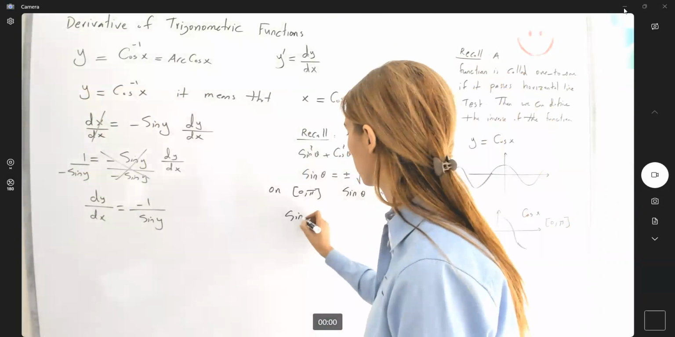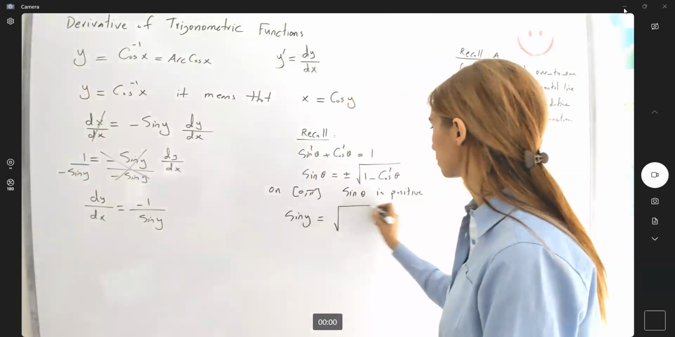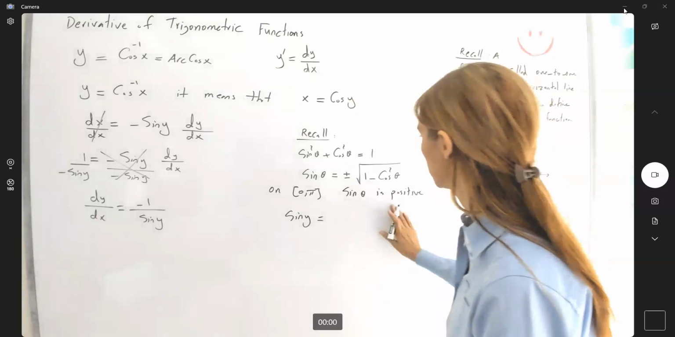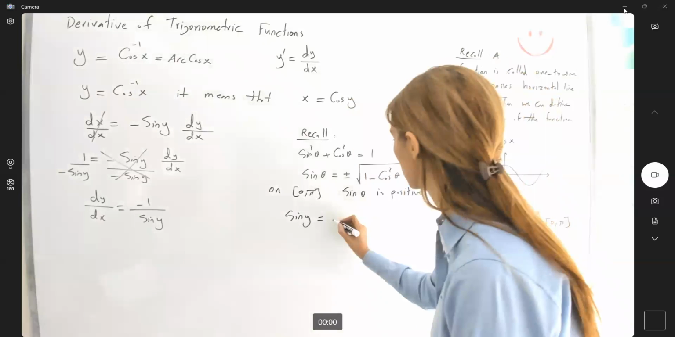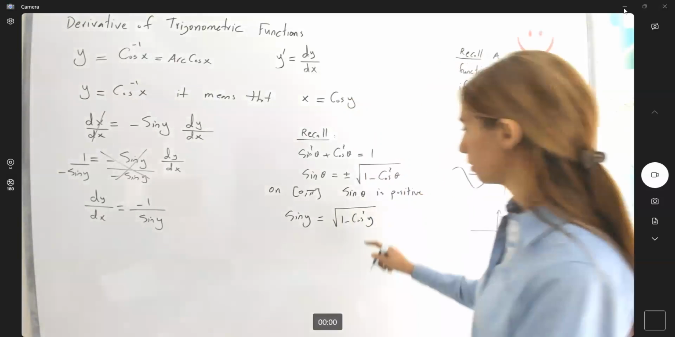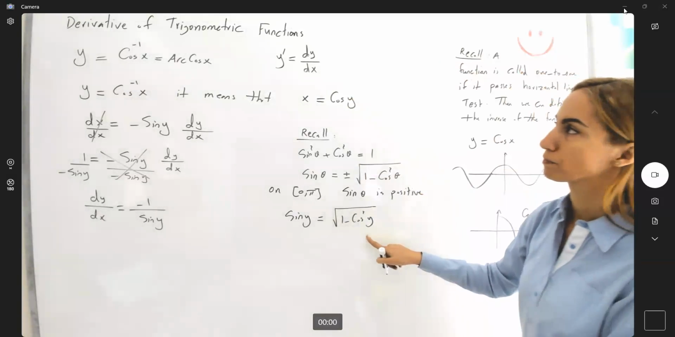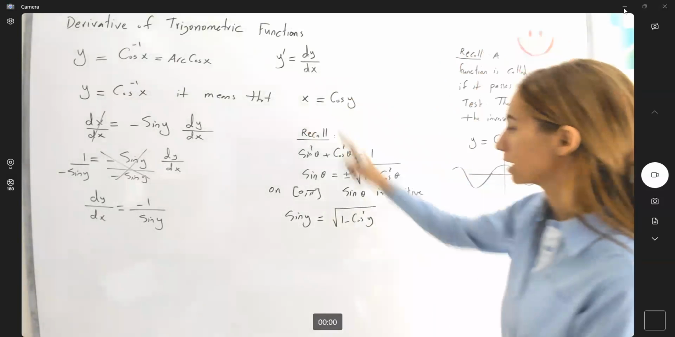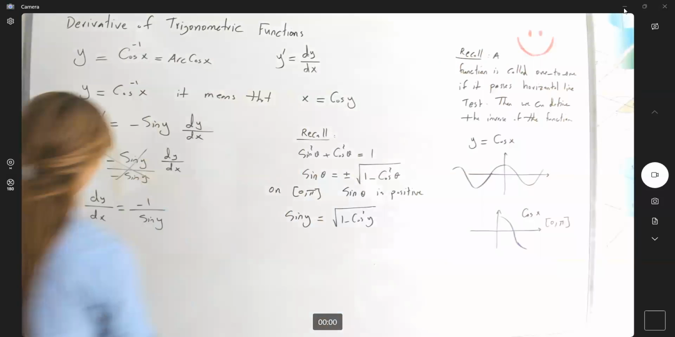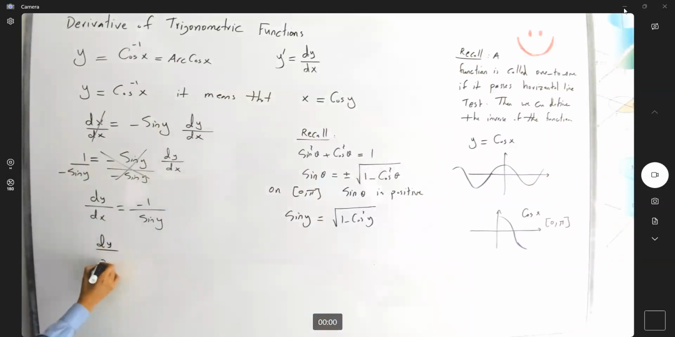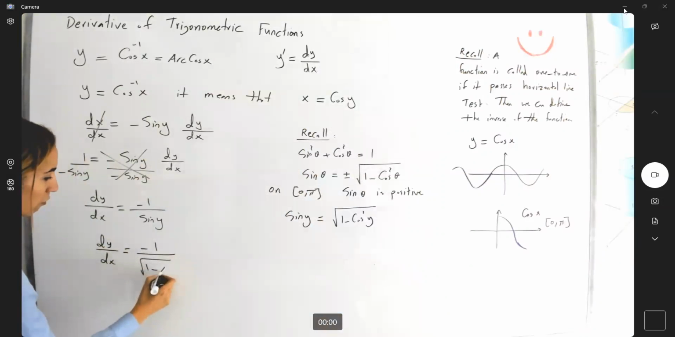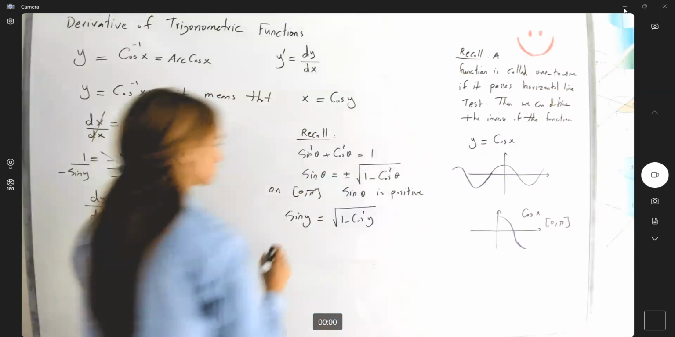So sine of y becomes the square root of 1 minus cosine squared of y. But what is cosine squared? Cosine of y is x, so cosine squared is going to be x squared. dy over dx is negative 1 divided by the square root of 1 minus x squared.